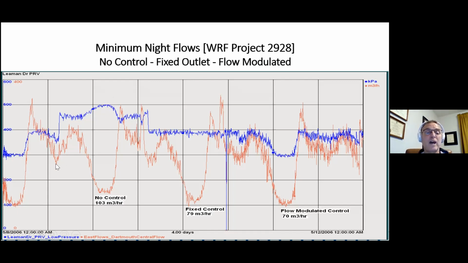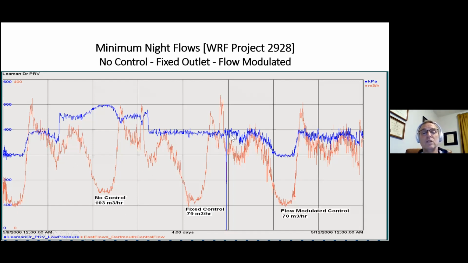But you can see how the system reacts. Okay, with high demand, the pressure will drop. With low demand, like here, the pressure will be at its highest. So you can see the difference. Now we have 103 cubic meters per hour of background and active leakage at this position.